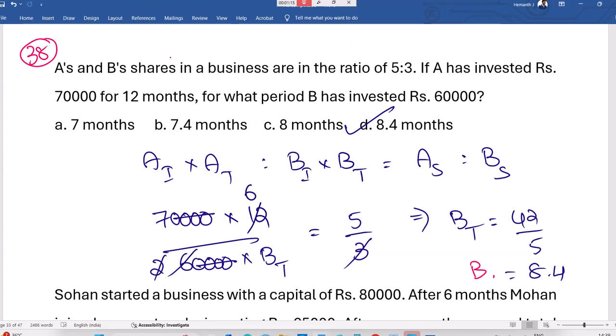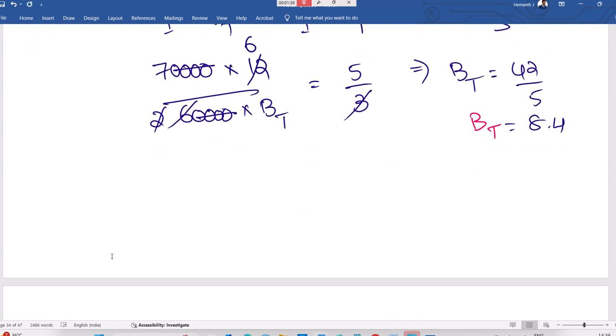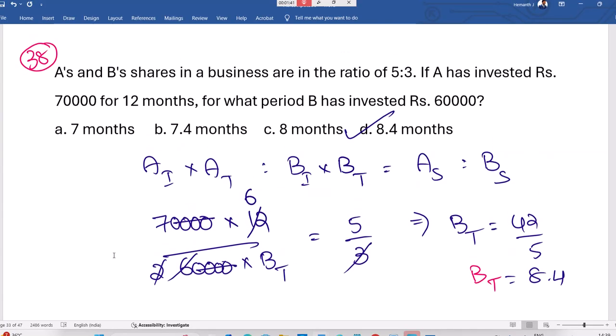B's timing is 8.4. Investment into timing will decide the profit share ratio: A's investment and A's timing, B's investment and B's timing. 70,000 into 12, this is 60,000 into B's timing. That profit share ratio is already given in the question. 8.41 is the answer. Done. Now let's move on to the next one.